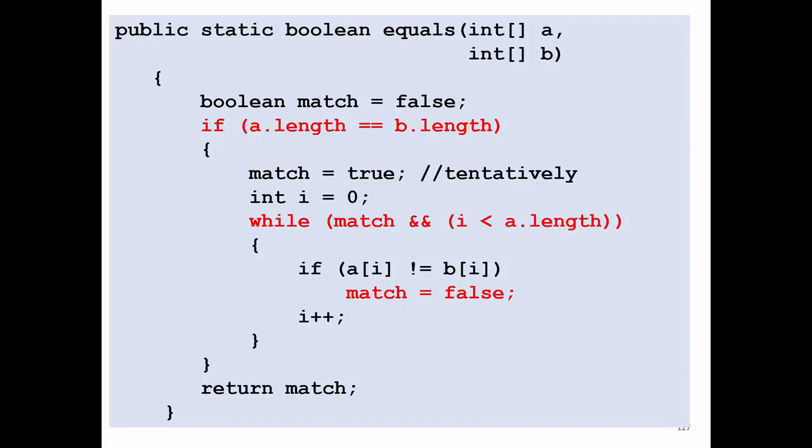In this case, we are using the primitive data type int. Imagine the same scenario, but we have two arrays of rectangles. We have to go through each one of them and see if one rectangle is equal to the other rectangle. We're going to use the dot equals method. Yes? Any question?